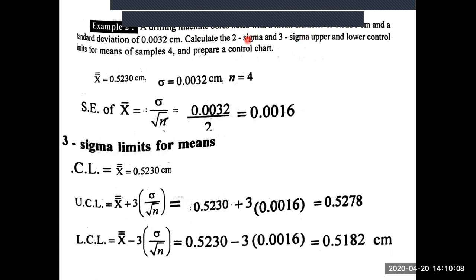Now you have to go for the 2 sigma limits. The only difference is that in place of 3, you use 2. That is the only difference. For 2 sigma limits for means, the control line is the same, 0.5230 centimeters.